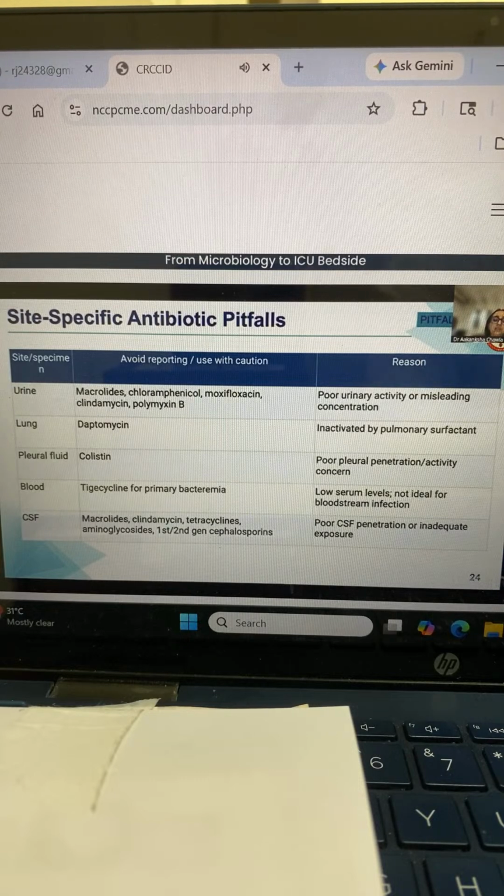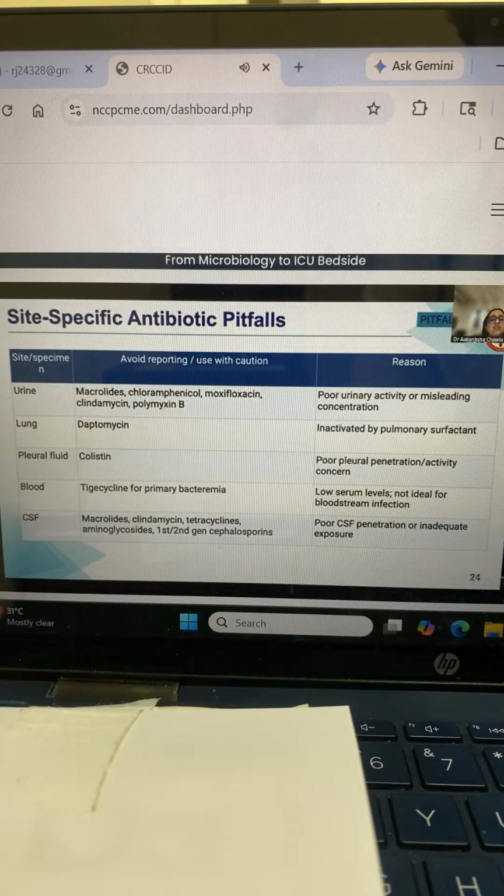Another pitfall, besides intrinsic resistance, is the site-specific antibiotic. It will show that the antibiotic is sensitive, but the antibiotic does not penetrate that site. So again, it will be ineffective. Like in urine, macrolides, moxifloxacin, chloramphenicol, clindamycin, they don't penetrate.